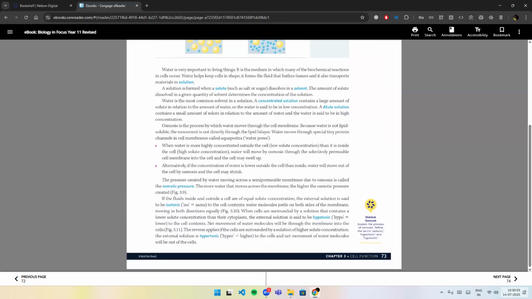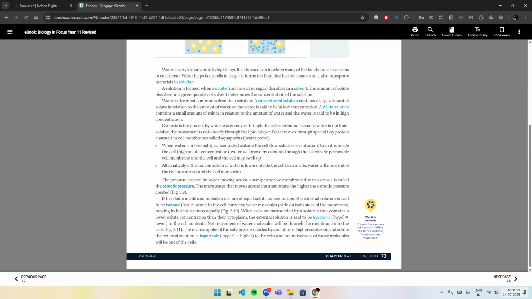It is the medium in which many of the biochemical reactions in cells occur. Water helps keep cells in shape, so it forms the fluid that bathes tissues and it also transports materials in solution. A solution is formed when a solute dissolves in a solvent. The amount of solute dissolved in a given quantity of solvent determines the concentration of the solution. Water is the most common solvent in a solution.